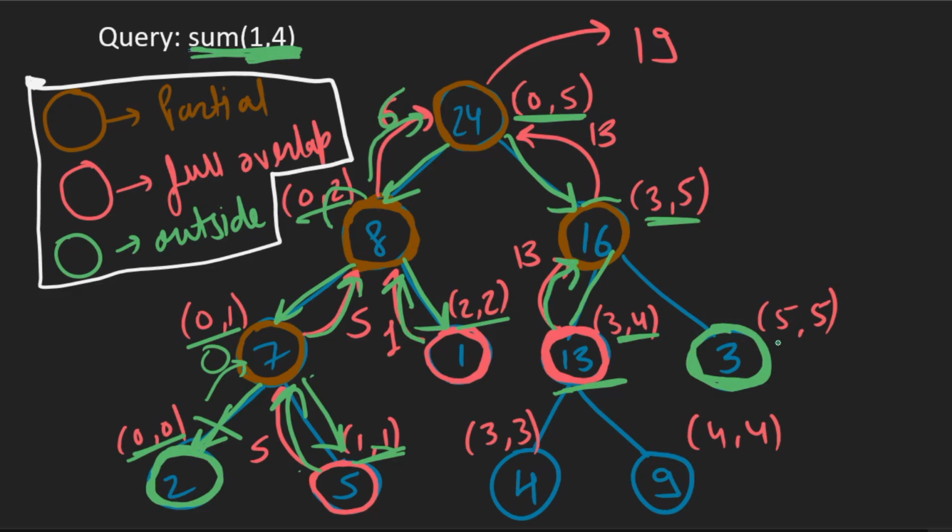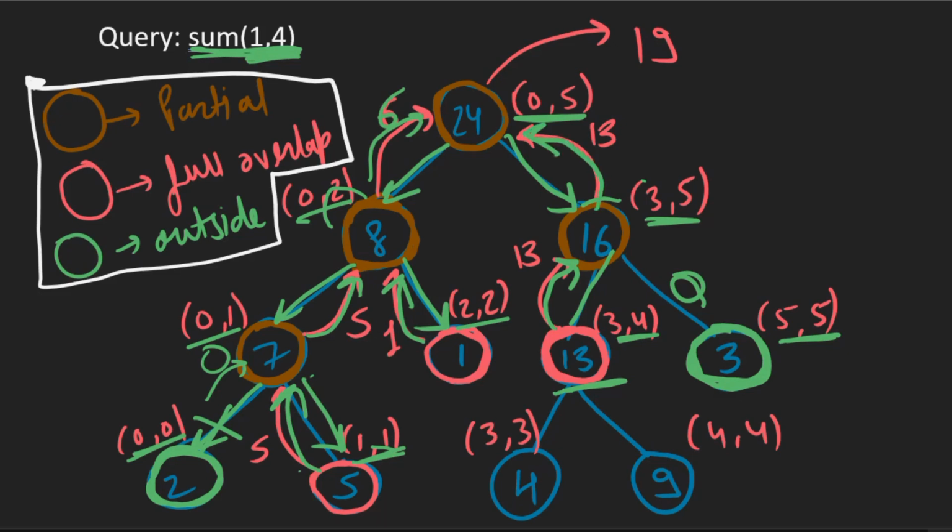Then we go to the right child. Right side range is 5 comma 5, and 5 comma 5 is outside the query range, so it will return 0. So this node will get 13 from its left and 0 from its right. So it will return 13 to its parent node.